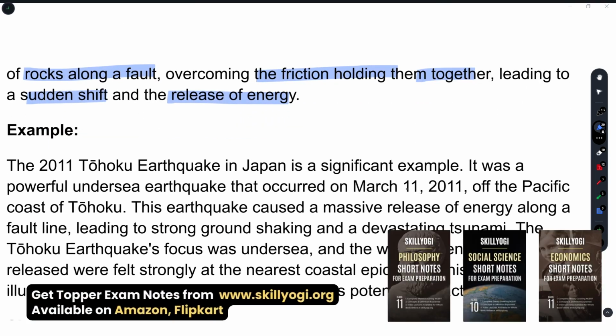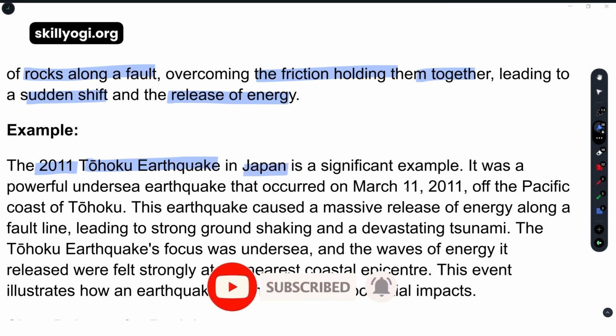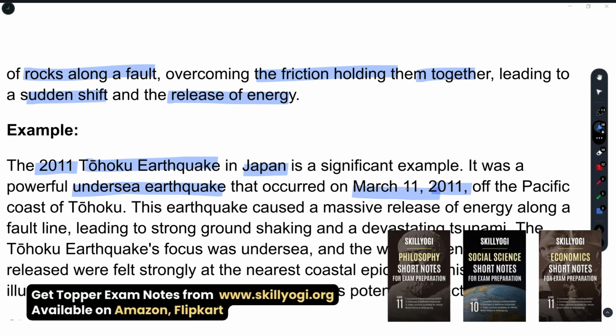There is also another example given for earthquakes, and different kinds of examples can be given, but we will give another one. The Tohoku earthquake in 2011, in Japan, is a significant example of an earthquake. Why? It was a powerful undersea earthquake. Undersea earthquake means sometimes we can also have a landslide happening, but when we have a tsunami, we can call it an undersea quake, which occurred in March 2011 off the Pacific coast of Tohoku.